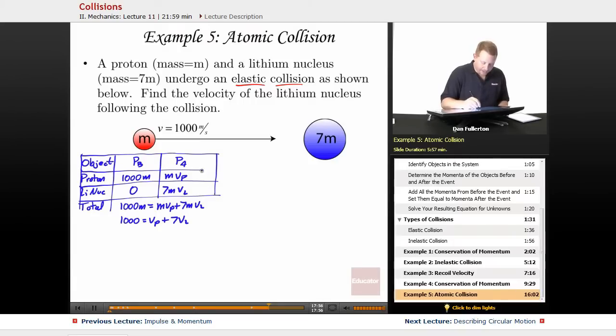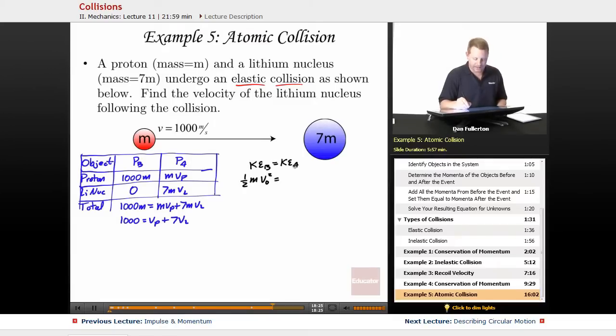Now we need to bring in that this is an elastic collision. That means that the total kinetic energy before the collision equals the total kinetic energy after the collision. And kinetic energy is 1/2 mass times velocity squared. So for kinetic energy before, we have 1/2 times m times the square of its velocity. Let's call that V initial squared.